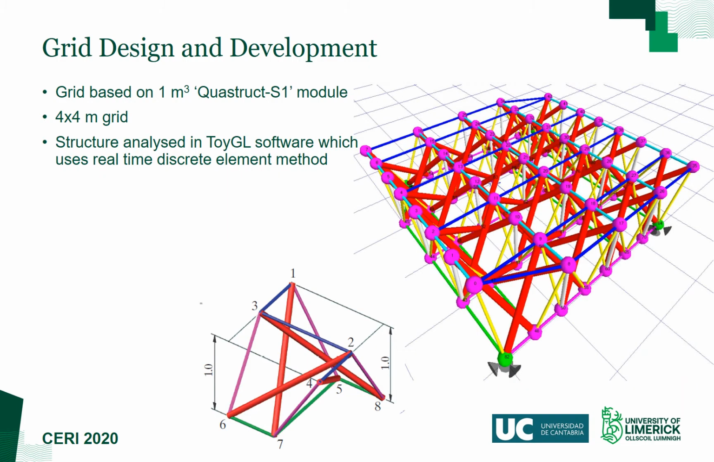The grid constructed for this work is termed a Quastruct S1, which is shown here. This grid type is composed of modules of 4 struts with nets of cables resembling an S shape on the upper and lower layers. The Quastruct S1 is a Class 2 Tensegrity structure. The classification number here defines the number of struts meeting at the same joint. For this project, a 4 by 4 meter grid was designed, containing 16 equal 1 meter cubed modules.